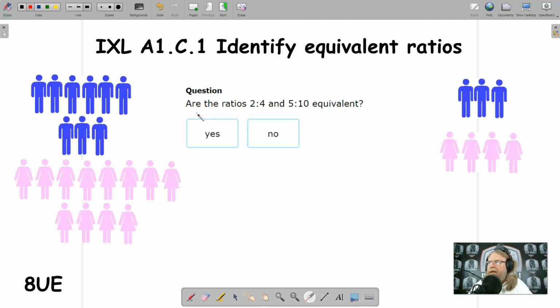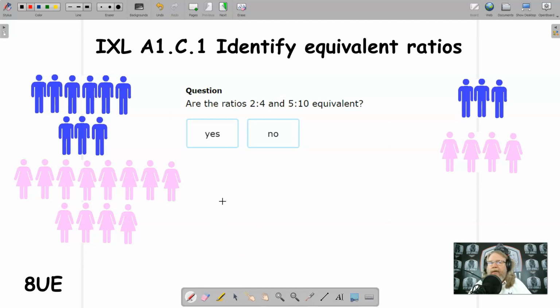So the question asks, are the ratios 2 to 4 and 5 to 10 equivalent? First we might want to revisit what exactly ratios are, what we use them for, how we represent them, and how we can compare them to see if they are indeed equivalent.